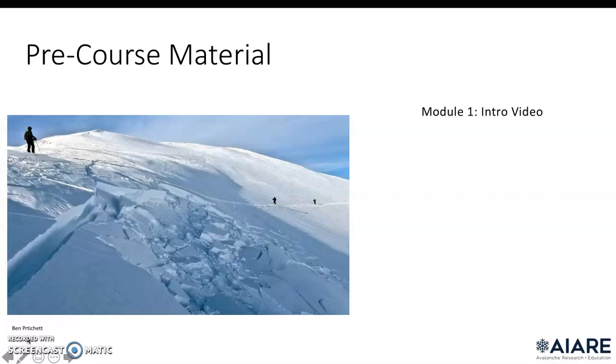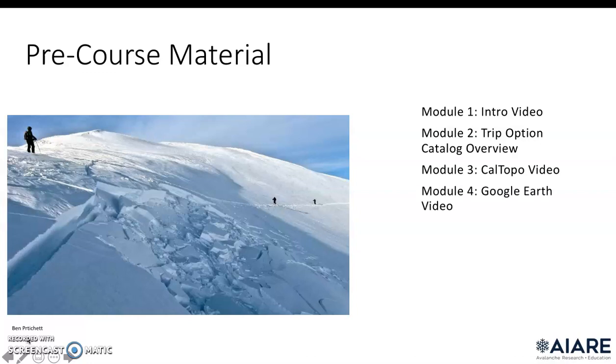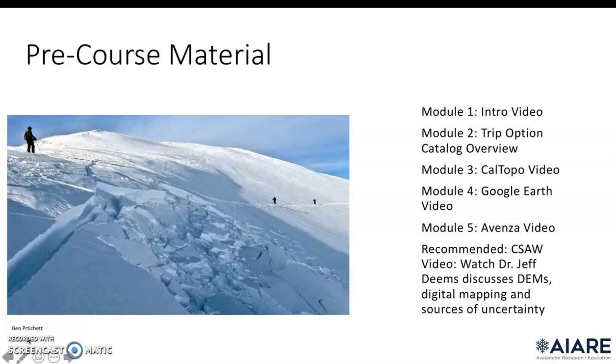So right now we're in module 1, the intro video. Module 2 will be a similar video. It's an overview of trip option catalogs. Module 3 is a CalTopo video. We'll go over how to use CalTopo, some very basic techniques. Module 4 is how to incorporate Google Earth into the trip option catalogs and the trip planning process. Module 5 is where we go over Avenza, which is an application for your smartphone that allows you to sync your CalTopo map with your smartphone.